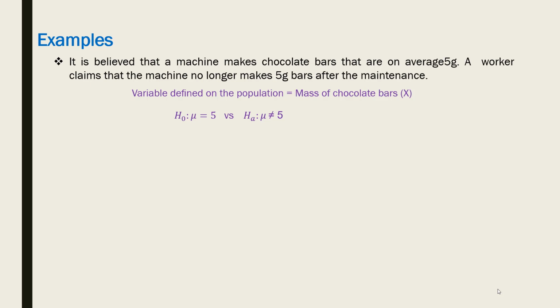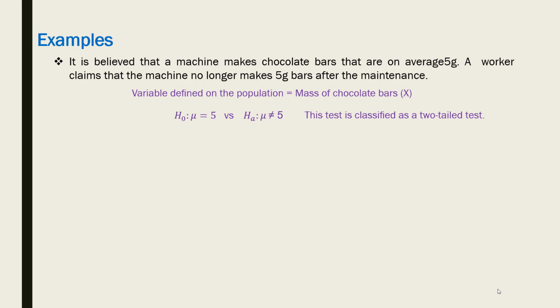It doesn't say less than 5 grams or greater than 5 grams. It just says it doesn't make 5 grams. It means the bars can be made less than 5 grams or maybe greater than 5 grams. It doesn't matter. Our point is it doesn't work properly. That's the main thing. So this test is classified as a two-tailed test. Why do we say two-tailed? Because the alternative is not equal.